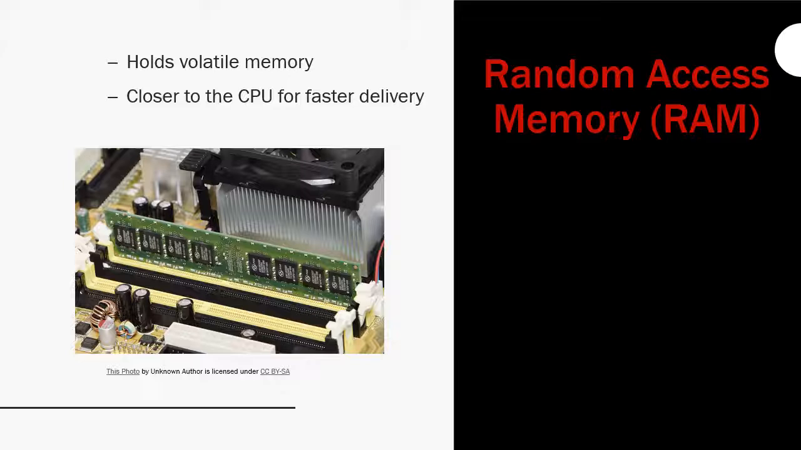So after the CPU processes this information, it goes here to the random access memory. This holds volatile memory. That means once the computer turns off, it's gone. It's closer to the CPU for faster delivery. So the CPU is right here, and this is a heatsink and a fan to keep the CPU cold because it gets pretty hot. It's running all those processes, making all those computation processes, and it gets quite fast. And the RAM's right here.